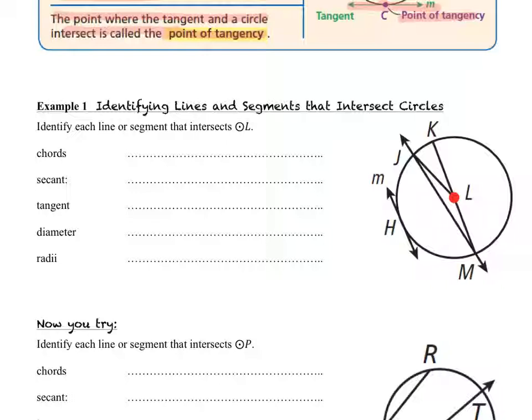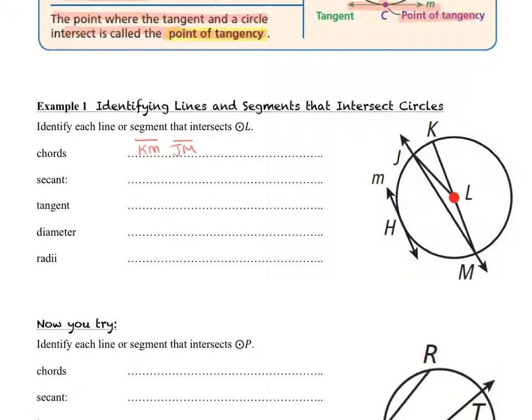So in example 1, we have to name all of the chords that we see here. So for the chords, we have line segments KM and JM. So remember, they don't go through the circle, so they just hit the endpoints and they stop. So that would be KM and JM. So a chord can be part of a secant. Okay, so a secant now.